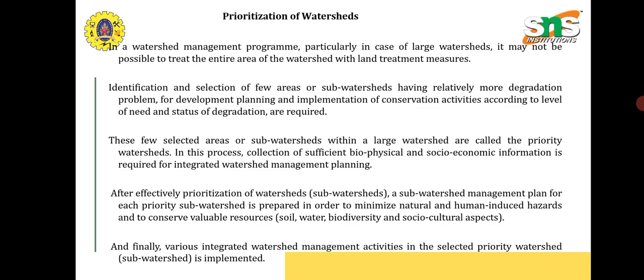In this process, collection of sufficient biophysical and socio-economic information is required for integrated watershed management planning. After effective prioritization of the watershed, a sub-watershed management plan for each priority watershed is prepared in order to minimize natural and human-induced hazards and to conserve valuable resources. Finally, various integrated watershed management activities will be included in the selected priority watershed, that is, the sub-watershed.